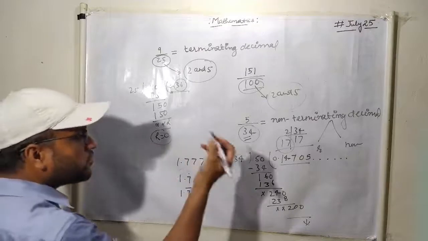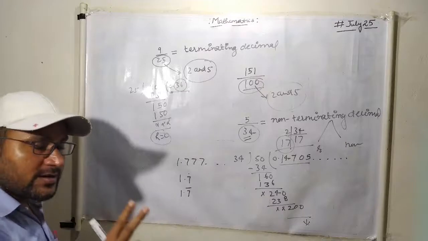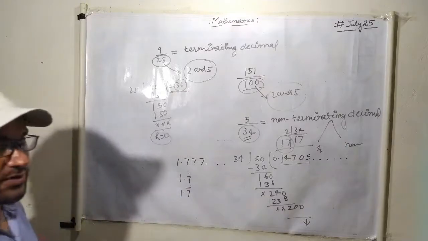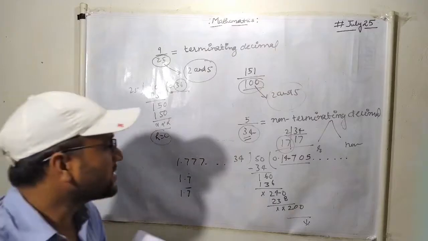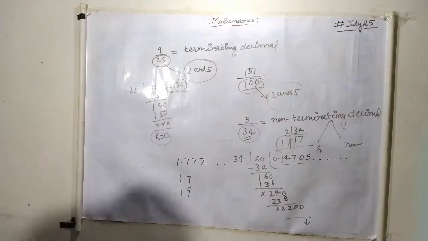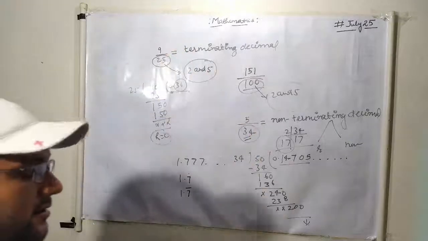And if it is repeating 2 digits or 3 digits, you can write it with a single bar over those digits. Okay students, so this way we can change a fraction into a terminating decimal or a non-terminating decimal.